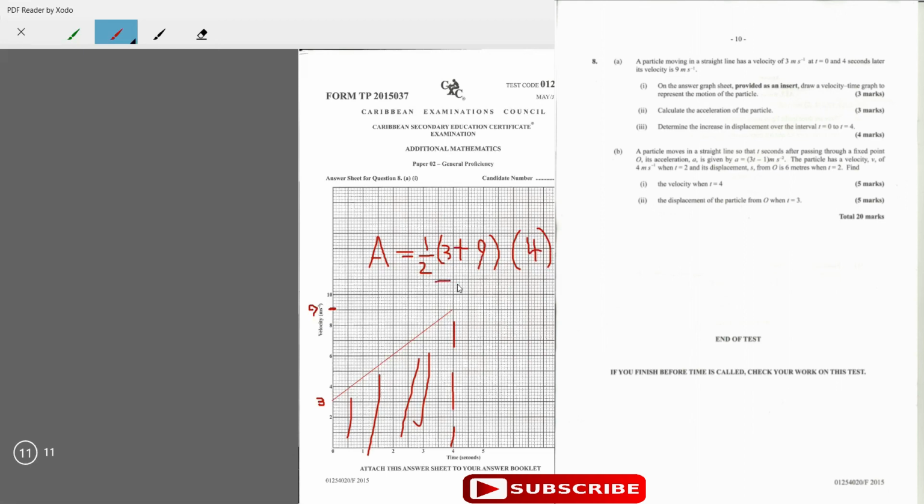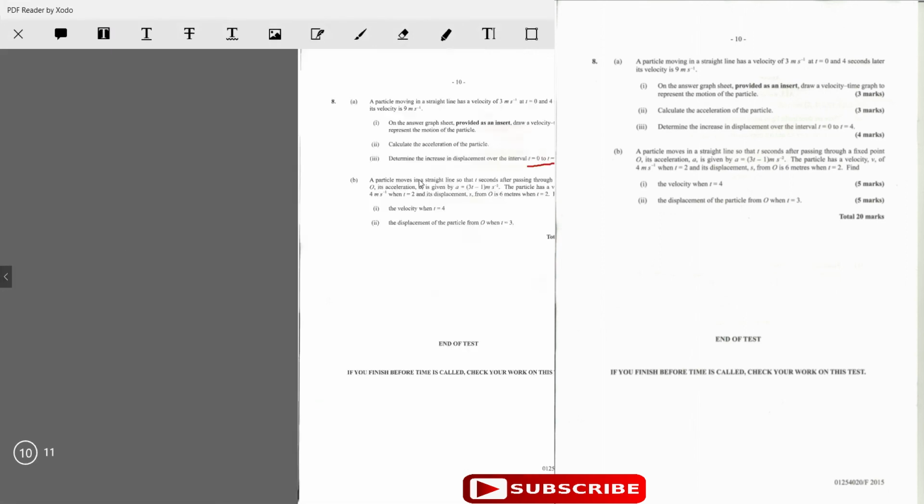And so the area of the trapezium is, that looks like 12, 48, 48 times a half, that's 24. That's the area of the trapezium, 24 meters. Nice and easy. So that's the distance. Area of the trapezium is 24 meters.